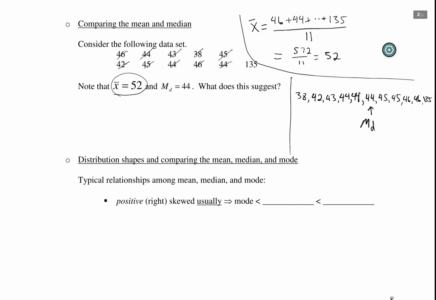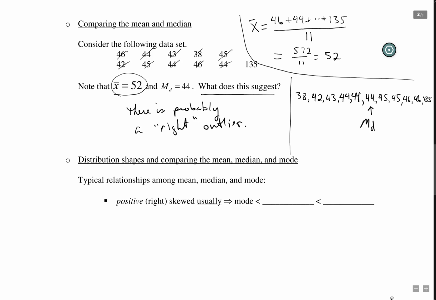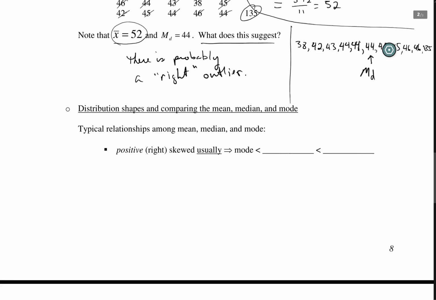Alright, so x bar is considerably bigger than 44 when we think of this data set. In fact, x bar is bigger than every data point except 135. What's going on here? Well, what does this suggest? The sample mean being so much larger than the median suggests that there is probably a quote-unquote right outlier or a large outlier. That is, there's a value that is much larger than the rest of the data. And that's clear. We see that here with 135 being the right outlier.